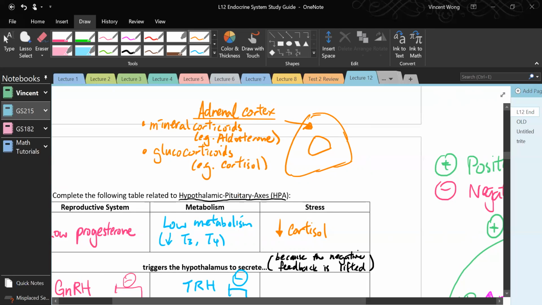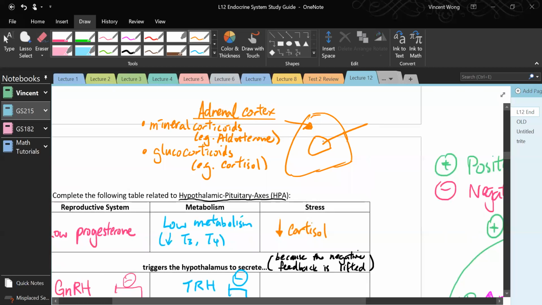Cortisol. You might have heard of cortisone, which is like topical steroids that your doctor might prescribe to you if you have acne or something. Those would help with the inflammation. And so these come from the adrenal cortex.